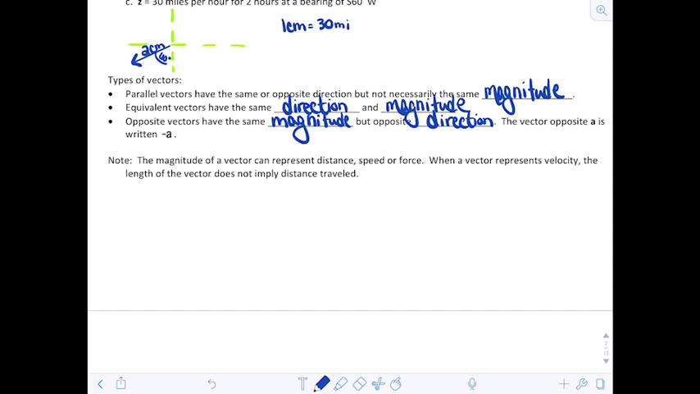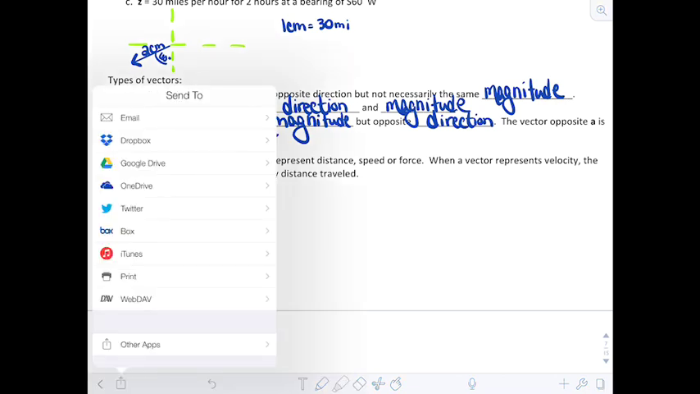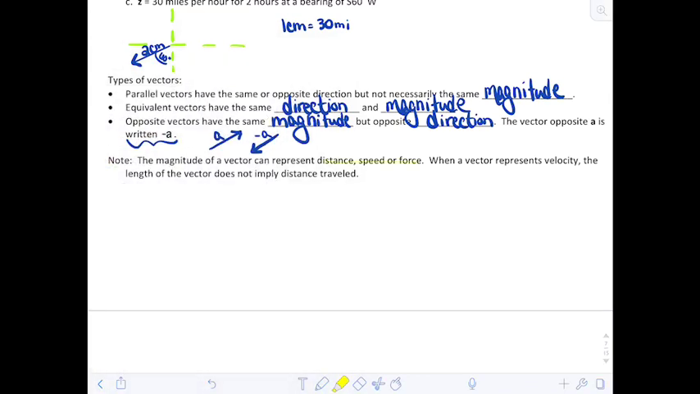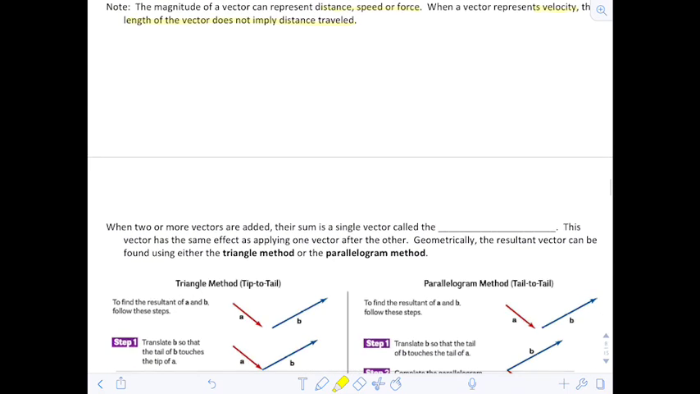So the vector opposite A is written like this, negative A. If we have this vector, A, this vector would be negative A. It's important to restate that the magnitude of a vector can represent distance, speed, or force. When a vector represents speed or velocity, the length does not imply distance traveled. Sometimes all we're working on is speed.